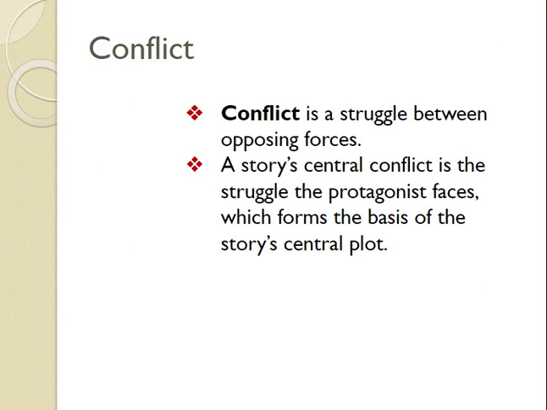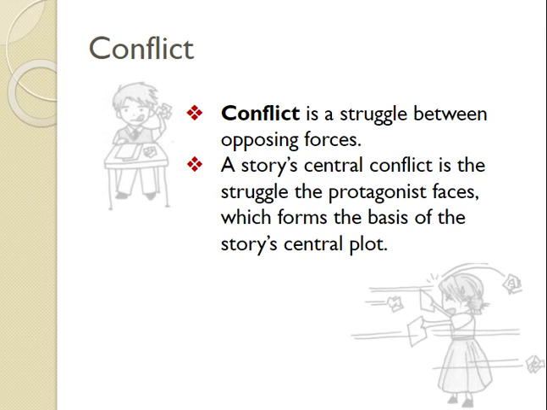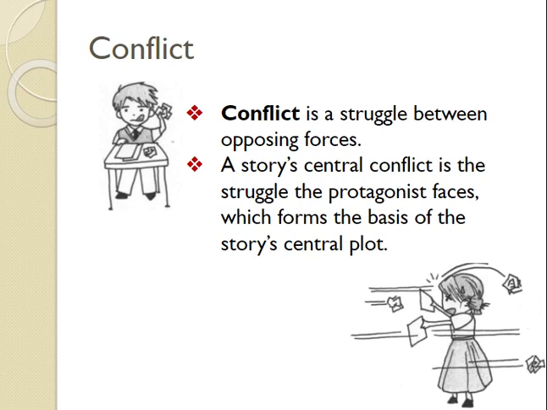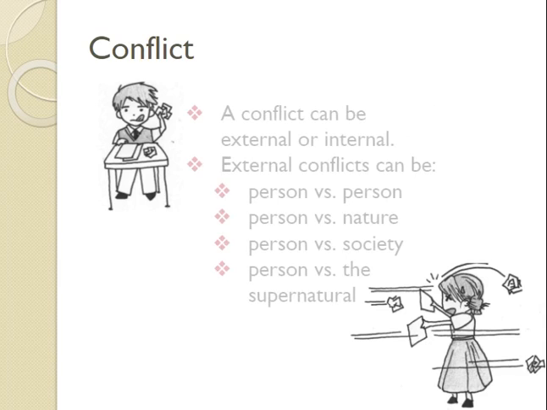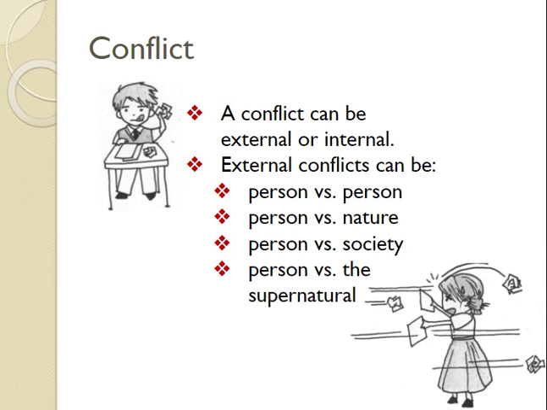As we said, conflict is the disagreement, the struggle between opposing forces that usually triggers the plot. And I'm sure many of you are already aware that longer stories can have multiple conflicts and therefore multiple plot lines. Conflicts can be within the characters, as I said earlier. They can be internal conflicts, person versus him or herself, person versus self.